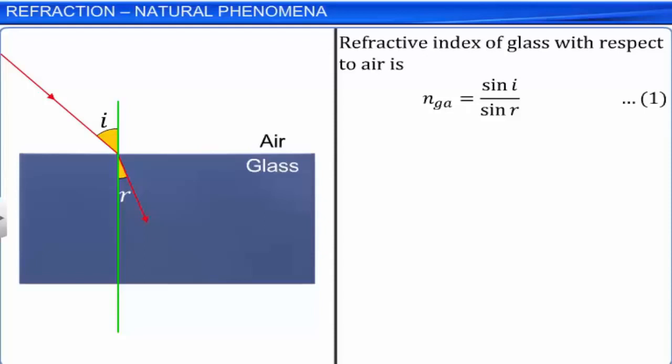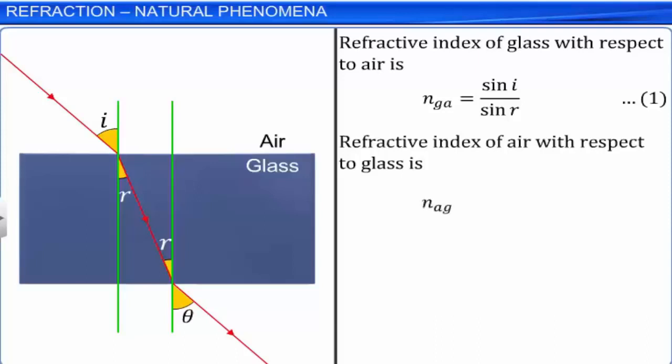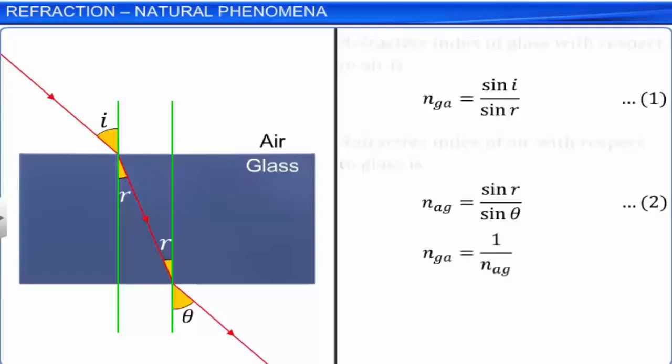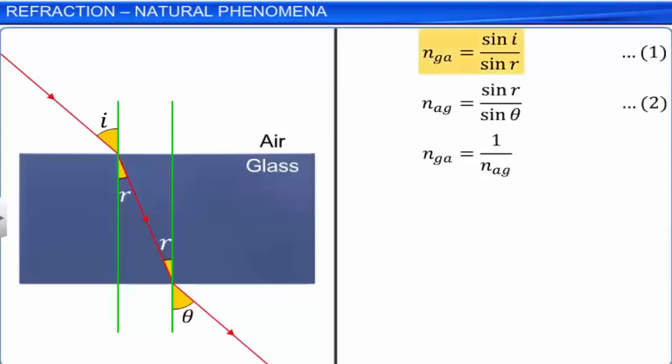The refracted ray is then incident on the glass-air interface and refracts to air. For glass-to-air refraction, the angle of incidence is equal to r. Let the angle of refraction be theta. If the refractive index of air with respect to glass is nag, then, according to Snell's law, nag is equal to sin r by sin theta. But we know that nga is equal to 1 divided by nag. On substituting the values of nga and nag from equations 1 and 2, and on further simplification, we get angle i is equal to angle theta.